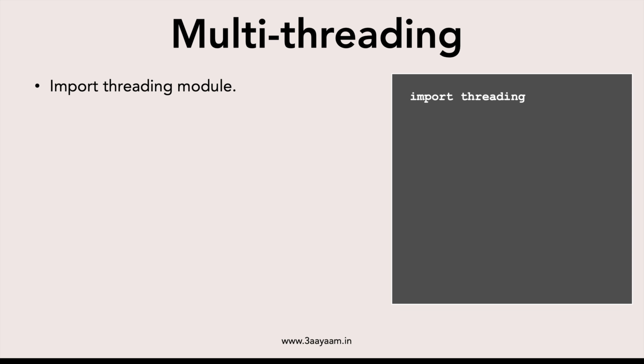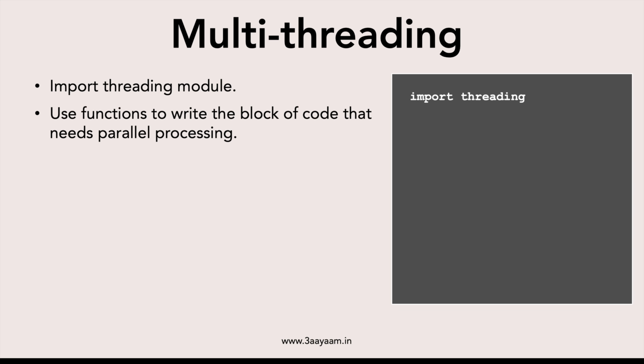Once the import is done, we'll have to define a function to write the block of code that needs parallel processing. As I told you, let's say file processing. In our hands-on also, I'll show you file processing only, wherein we'll have multiple files and we'll read multiple files in parallel. So I'll have to use a function to define the block of code that needs parallel processing. It can be a function or a method also, but because I'm using plain simple Python, not classes and objects, I'm using the function definition rather than a method.